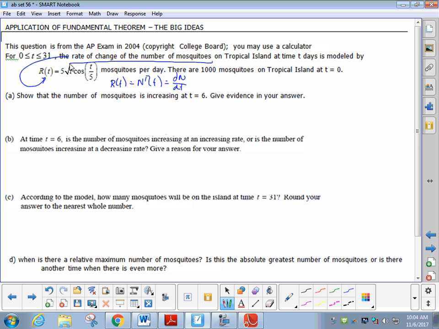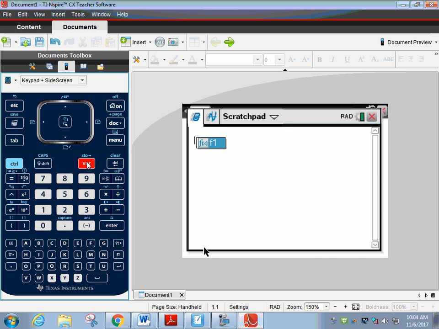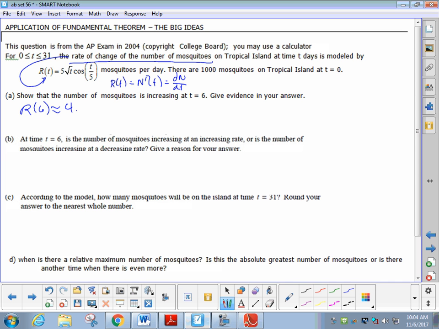They tell me it's increasing. How do I show that? R is positive. R is positive. So you would need to find R at 6. I'll do the calculating. I have this in my calculator here. R at 6 then is 4.437. I would report to 3 decimals, and then I would make my conclusion. How do I say that proves the number is increasing? This is greater than 0, so the number is increasing.